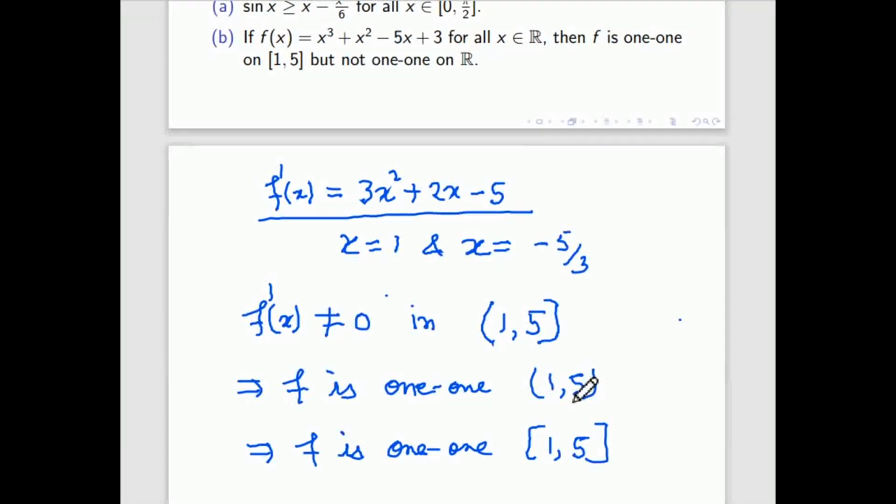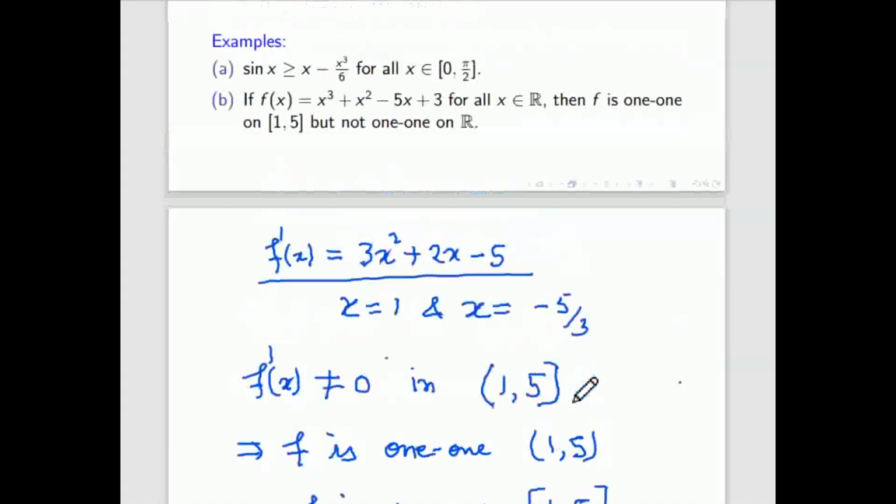Sir, how will 1 be considered one-one, sir? Yes, sir. I didn't understand that. I can't understand that thing, sir.